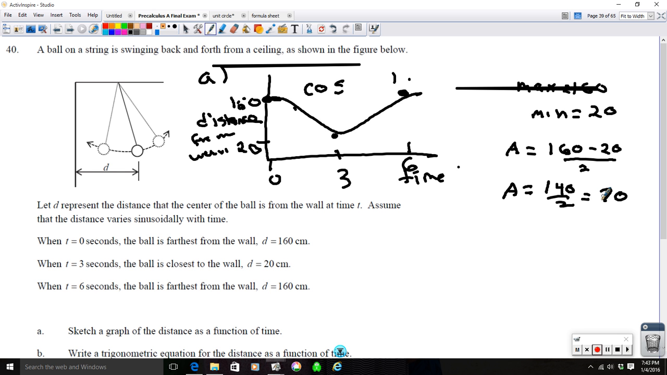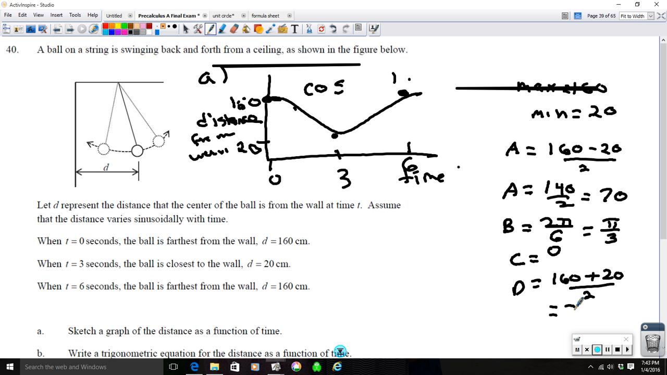By the way, this is the calculator section, so you're allowed to finally use that calculator. B is going to be 2 pi over the period. The period is 6, so B is pi over 3. C is going to be this x value when this cosine period starts, which is 0. And D is max plus min divided by 2. 180 divided by 2 is 90. So this equation is going to be y equals 70 cosine of pi over 3 x, there's no phase shift, plus 90.